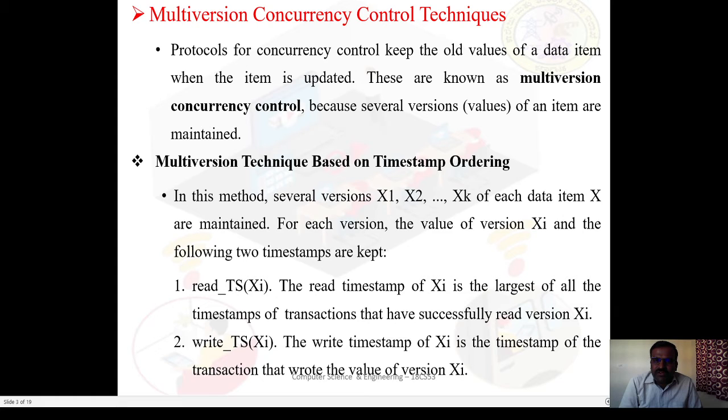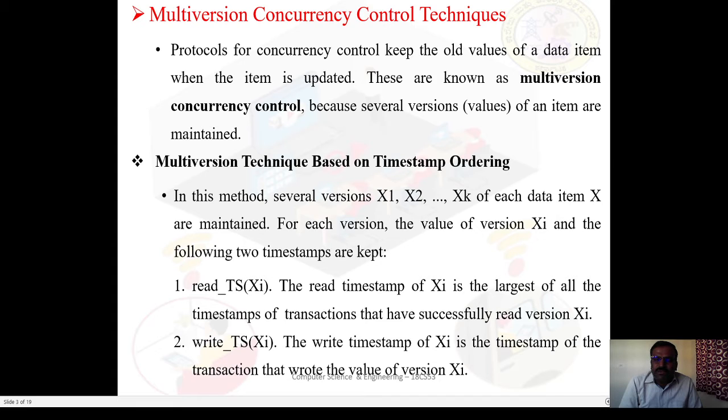Multi-version techniques based on timestamp ordering. In this method, several versions x1, x2 up to xk of each data item x are maintained. For each version, the value of version xi and the following two timestamps are kept. What are the two timestamps? First one is read_TS of xi.